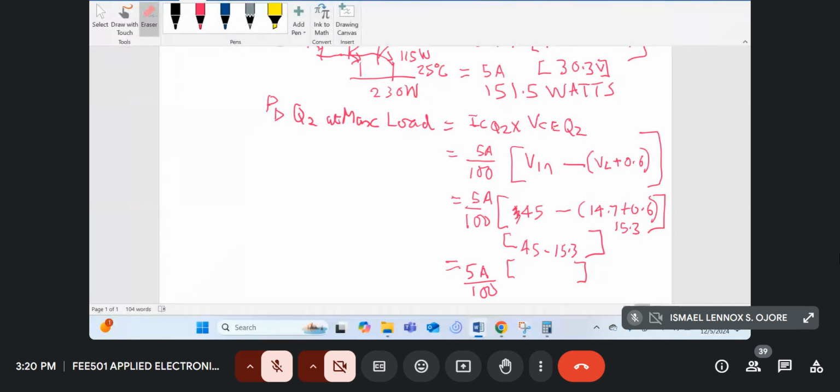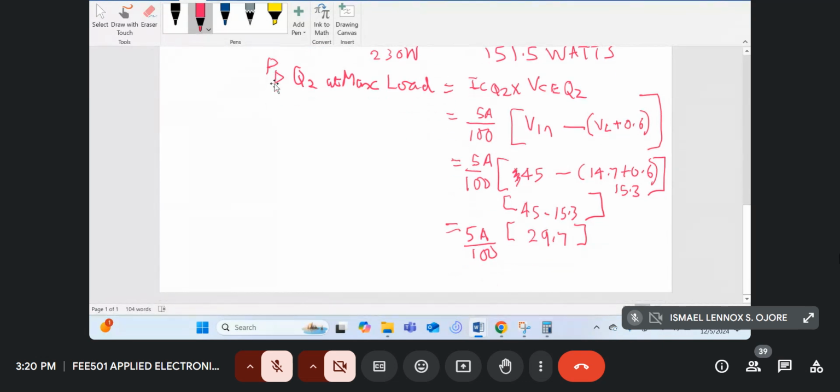Minus 15.3, 29.7. Okay, so let's multiply the numerators: 5 times 29.7 divided by 100. Sorry, 1.485 watts.